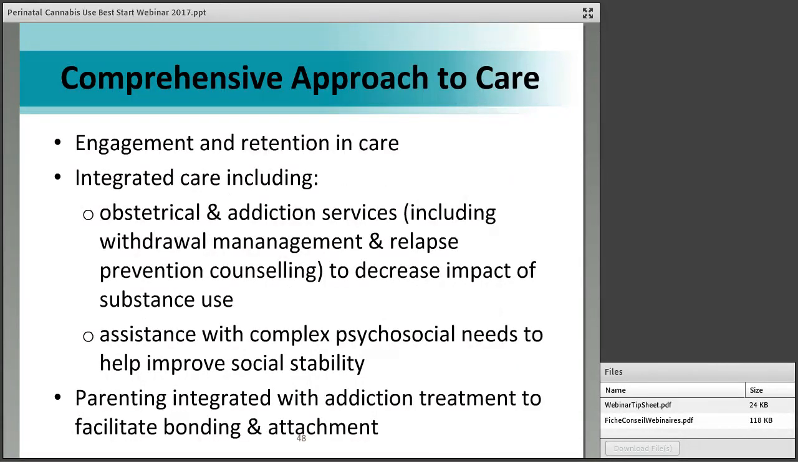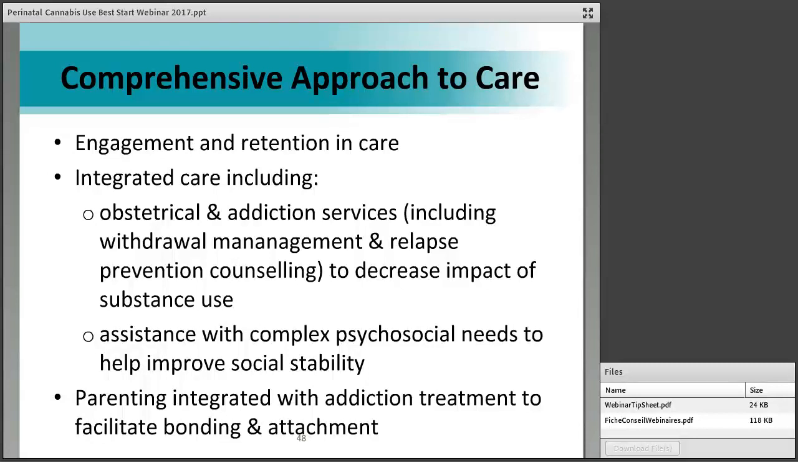So for women who suffer from moderate to severe cannabis use disorders, I think we need to use a more comprehensive approach to managing them. We have to engage them and retain them in care or in discussions. We have to offer integrated care. So for these women, they benefit from having both obstetrical and addiction services. They also need assistance with their complex psychosocial needs. And as I mentioned, parenting should be integrated with addiction treatment to facilitate bonding and attachment. This is actually a top-down approach to care.